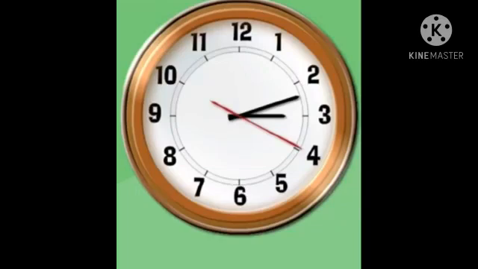Okay? Look at the screen. Here is a clock. Each small mark on the clock is 1 minute. When we start at any hour and count the marks to the next hour, we get 60 minutes. But in this lesson, we will only count by 5.